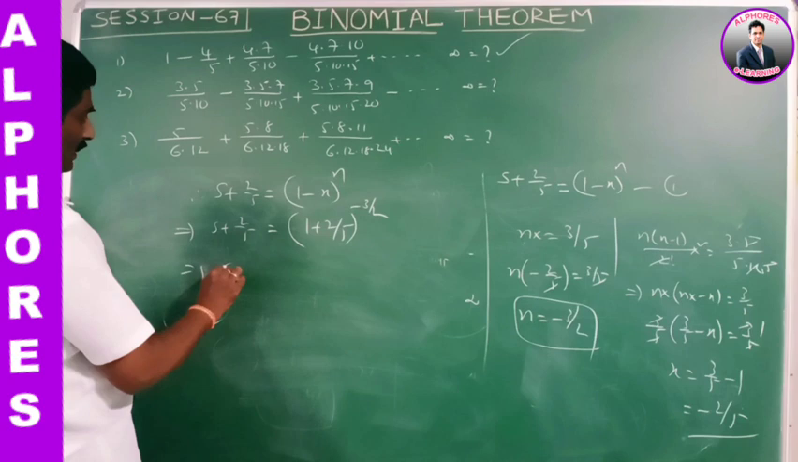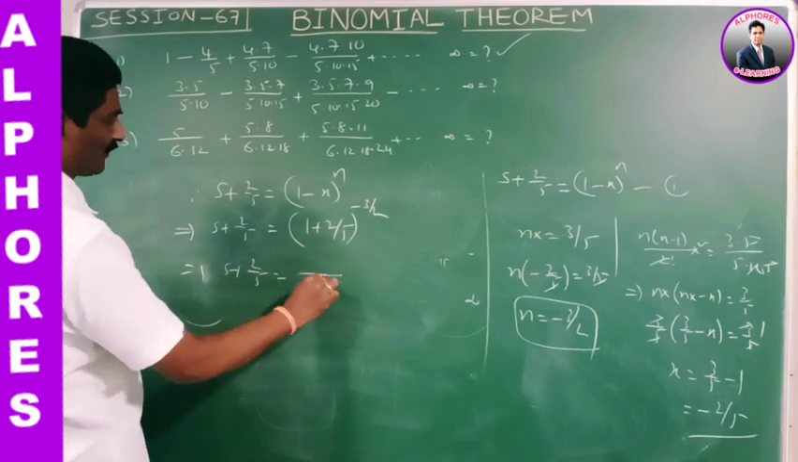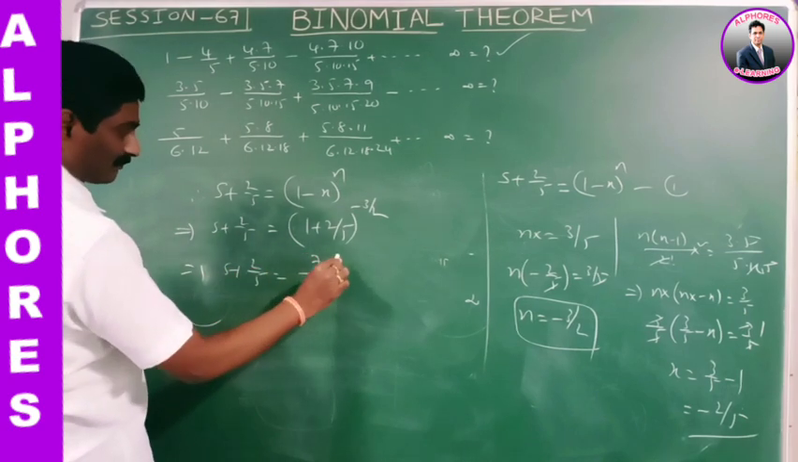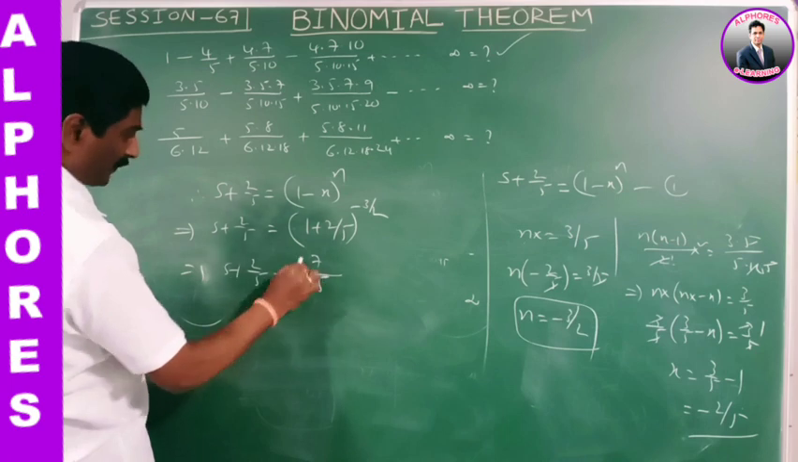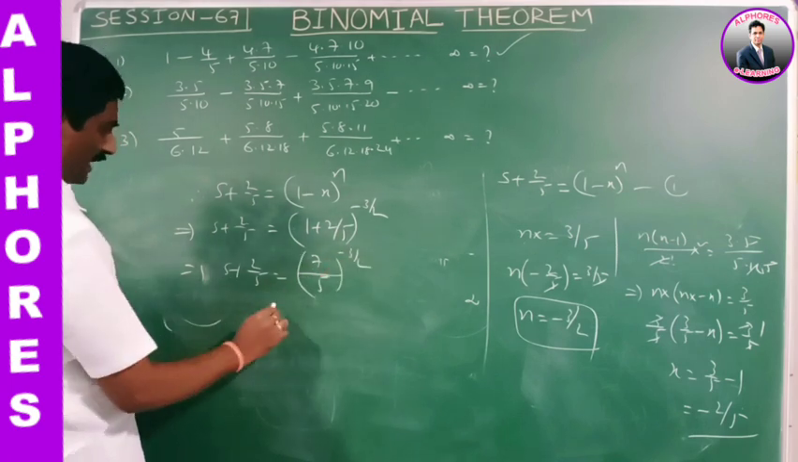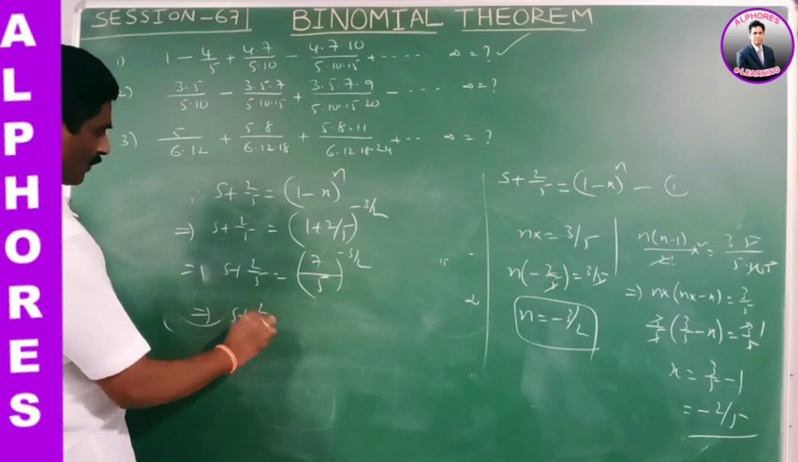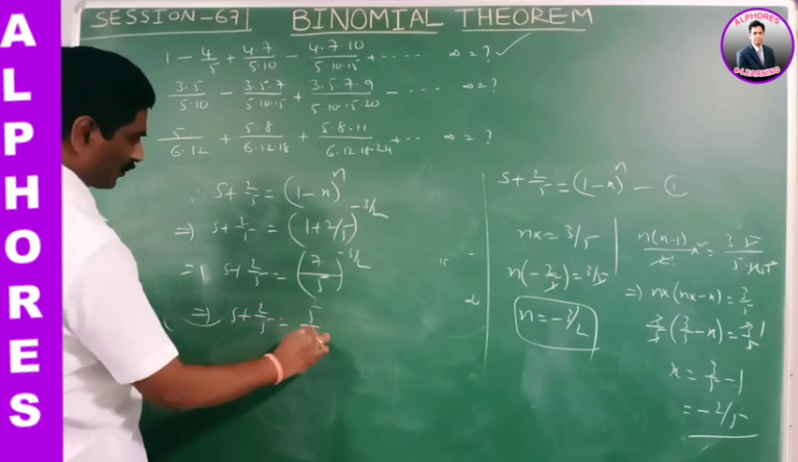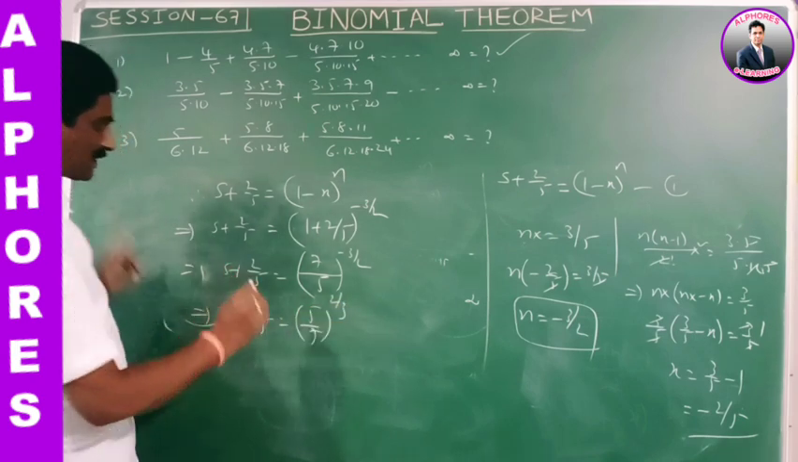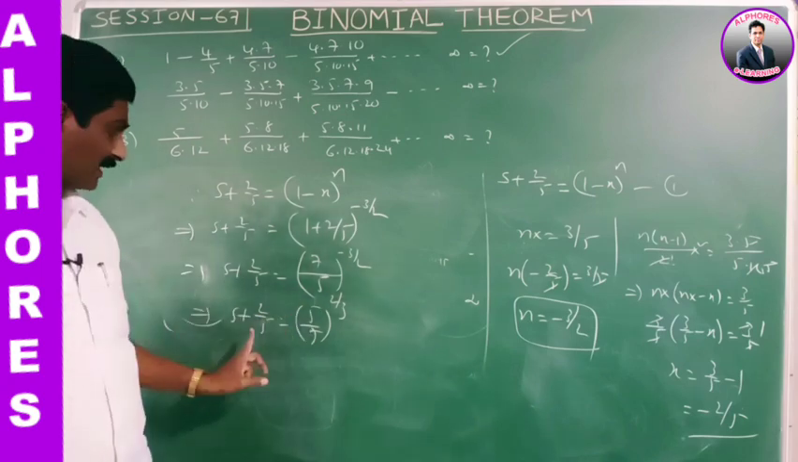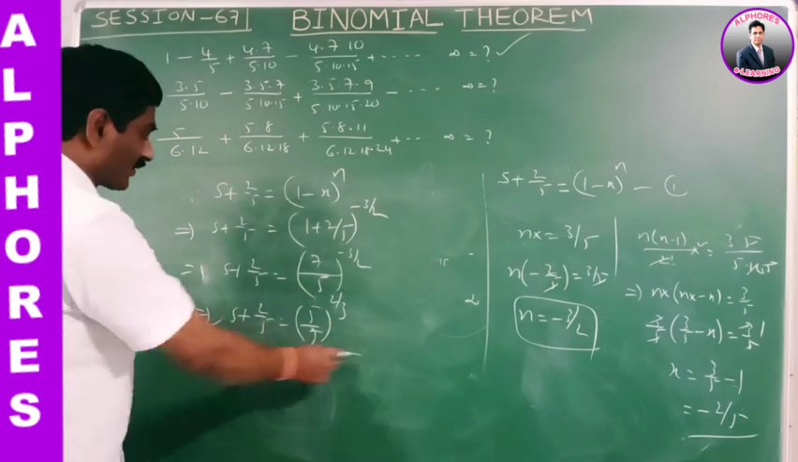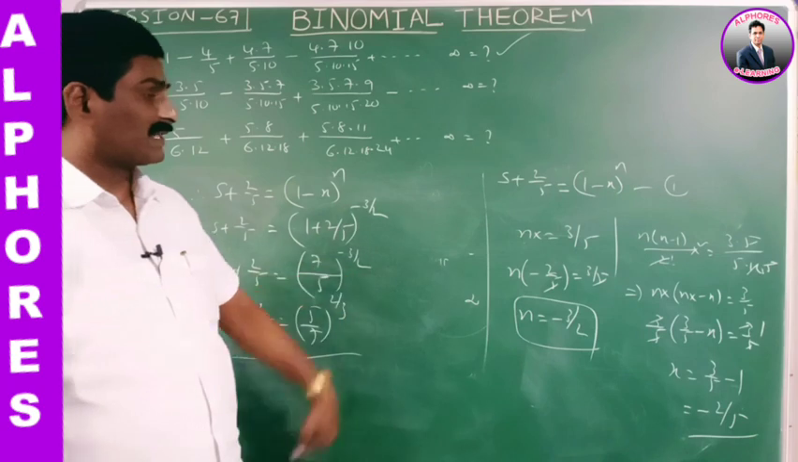LCM is 5. s plus 2 by 5 is equal to 7 by 5 whole power minus 3 by 2. That means s plus 2 by 5 is equal to 5 by 7 whole power 2 by 3. What is the value of s? 5 by 7 whole power 2 by 3 minus 2 by 5. That is the required value. Please simplify this value.